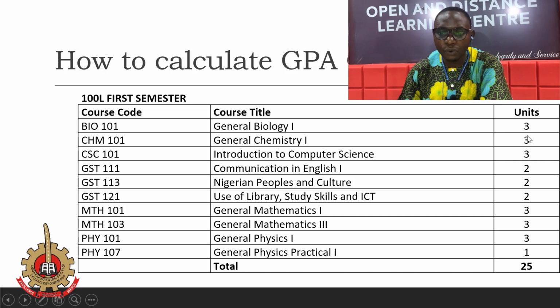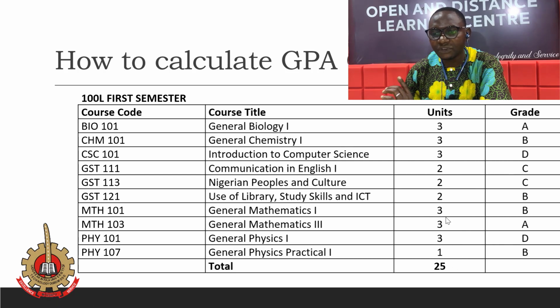Now, Bio 101 is a 3-unit course. That shows you how heavy that course is. GST 111 is a 2-unit course, and Physics 107 is a 1-unit course. So at the end of 100 level first semester, you will have a total of 25 units to attend.